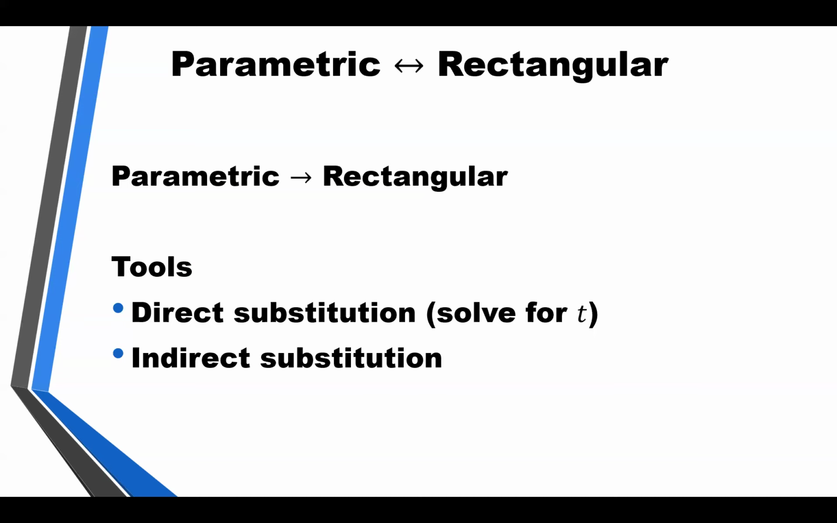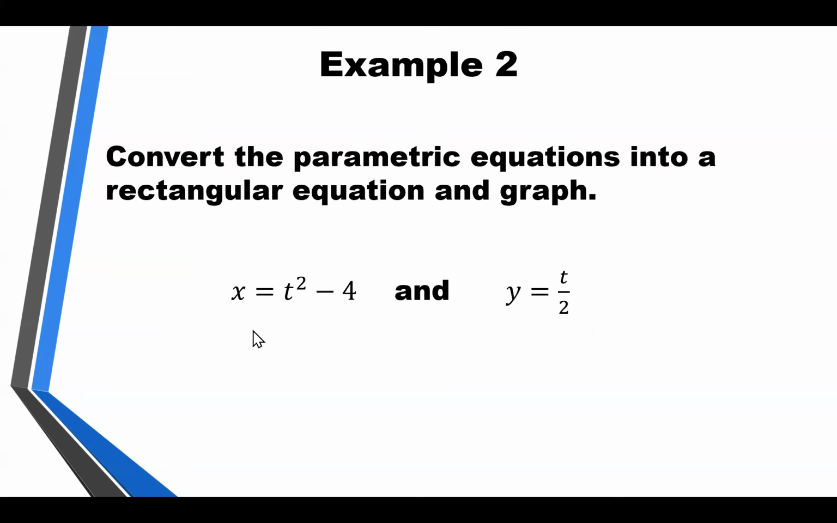We're going to have two basic tools to do that. One is what I refer to as a direct substitution. That's basically if I solve one of the equations for t and then substitute into my other equation. Then there's the tool of indirect substitution using some identity that we already know. We'll show that a little bit later. Let's start with the direct substitution.